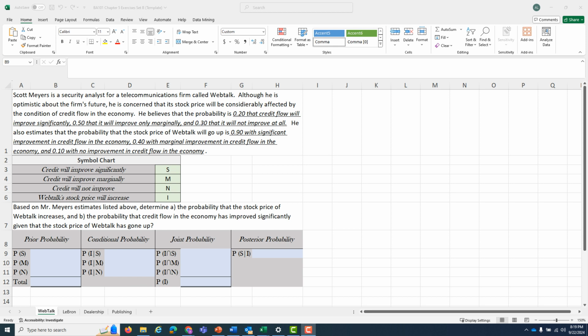In this example problem, we're going to take on the role of a security analyst for a telecommunications firm called WebTalk. We are, in general, pretty optimistic about our firm's future, but we do have a concern. We are concerned that the credit flow in the economy may change. What is that? It's the amount of money that banks will allow people to borrow from them on credit.